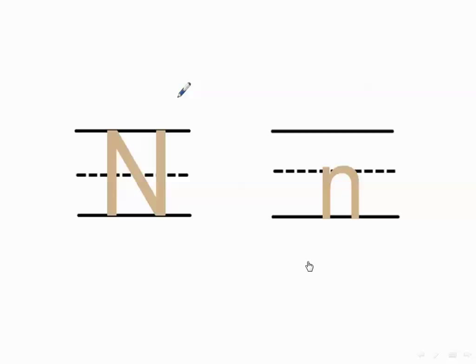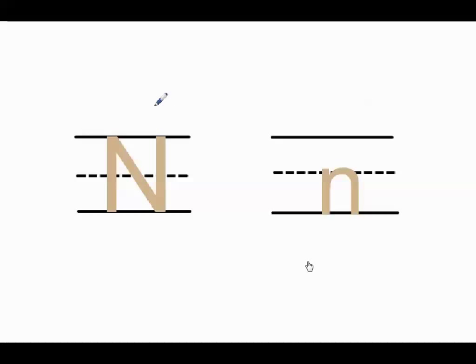We're going to start with the capital N first. We're going to start from the upper line down to the bottom line, and then from the upper line again we're going to do a slanted line to the right, and then up again to the upper line. What about the small N? We're going to start from the middle line down, and then curve to the top and down. Very good, KG1. Did you do that with me? Yes, you're very clever.